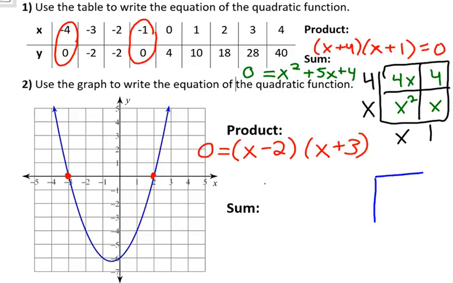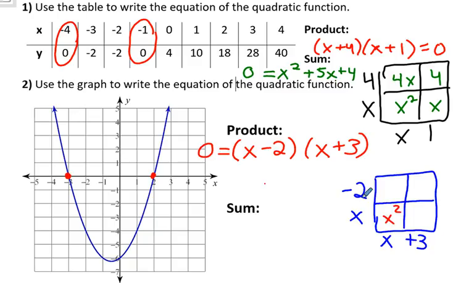Okay, now we want to calculate the sum. So once again, we're going to use our generic rectangle to help us find the sum here. We have an x minus 2 and an x plus 3. So x times x is x squared. X times -2 is -2x. X times +3 is +3x. And -2 times +3 is -6.